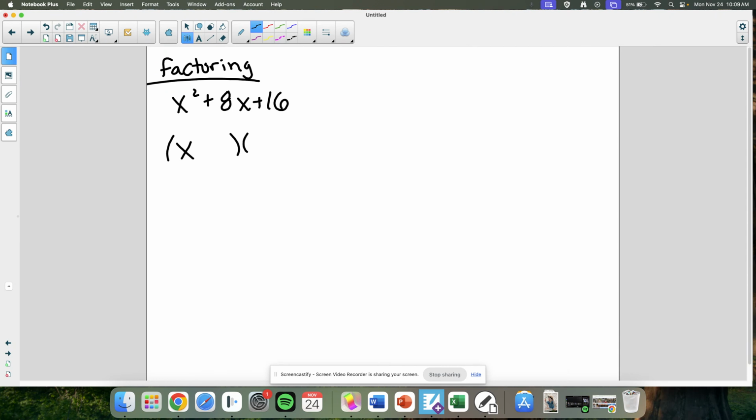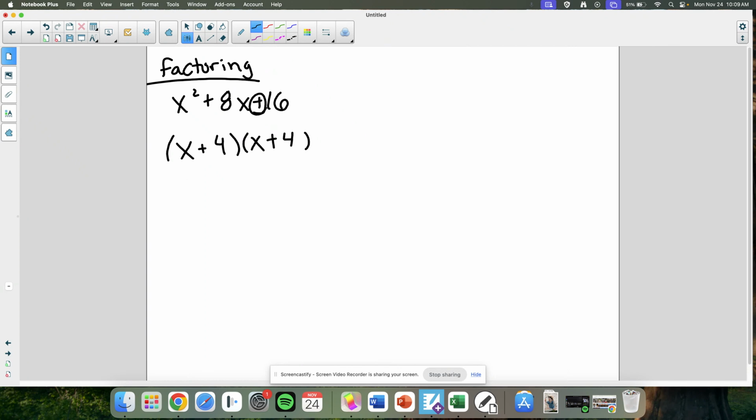x and x. If I look at my signs, I have a plus sign at the end. So do I have same signs or opposite signs? Same. Look to the middle. What are they both going to be? Positive. How do I get a 16 with an 8? 4 and 4. If you're ever not sure of your factoring, what can you do to see if you got it right? FOIL it back out. So 4x, that's going to give me my 8.